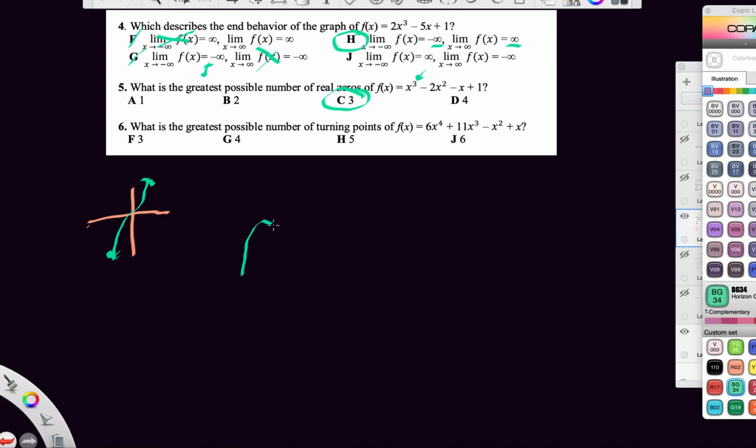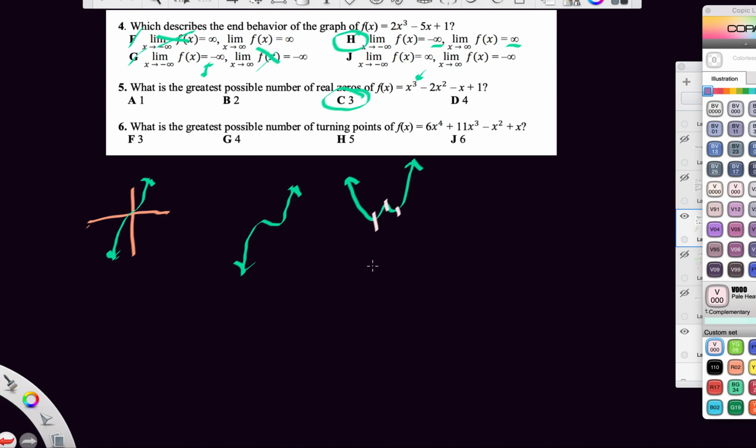If I have a cubic function, this is a quartic function, but if I have a cubic function, I turn once and I turn twice. That's the greatest number of possible turns you have in a cubic function. So let's look at this quartic function. If you put that into your calculator, it'll look something like this. It'll look sort of like a W, and let's go ahead and mark the turns. So it turns here, and it turns here.